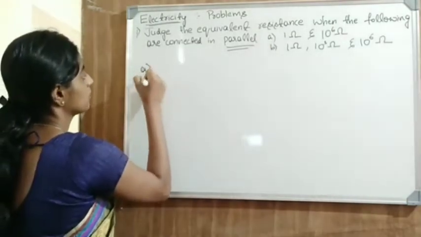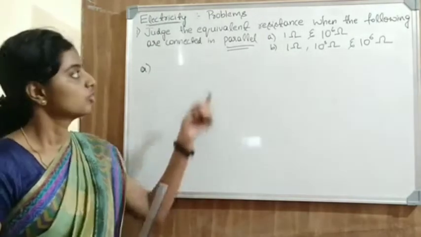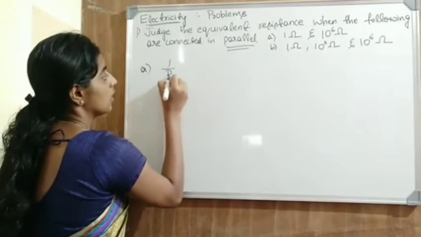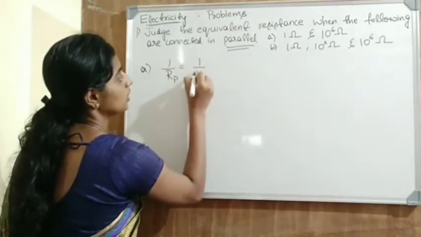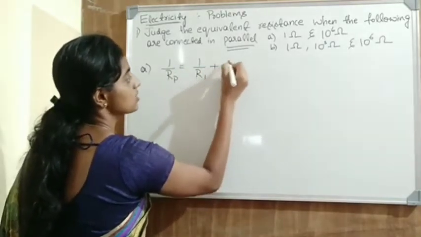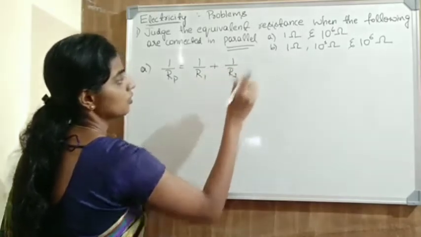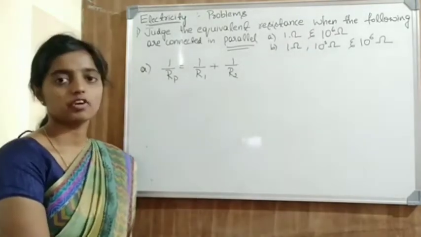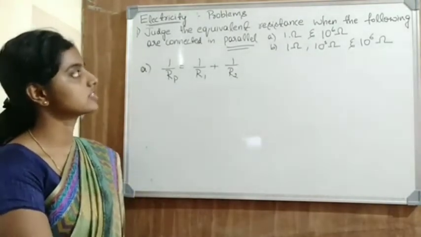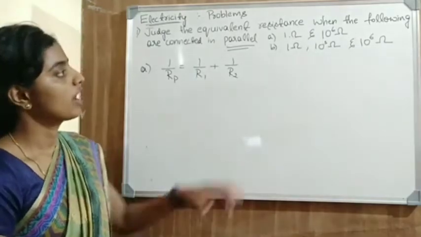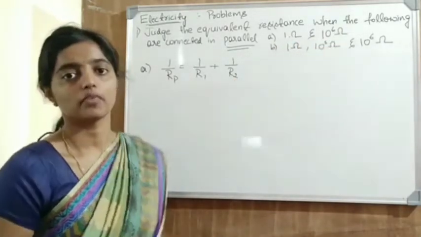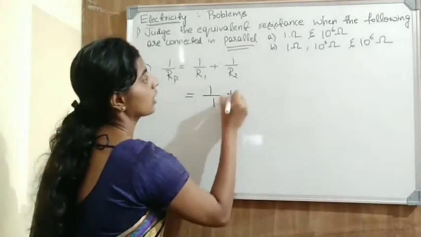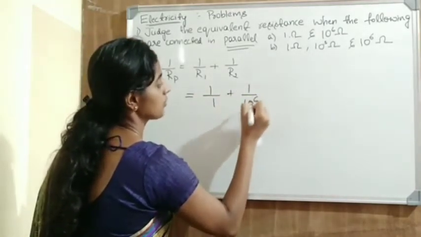A, what is the formula for resistors connected in parallel? That is 1/Rp is equal to 1/R1 plus 1/R2 and so on. We have only two resistors, so we will have only R1 and R2. This is our formula to calculate equivalent resistance connected in parallel. So we have R1 as 1 and R2 as 10 to the power 6, right? Substitute in the formula.